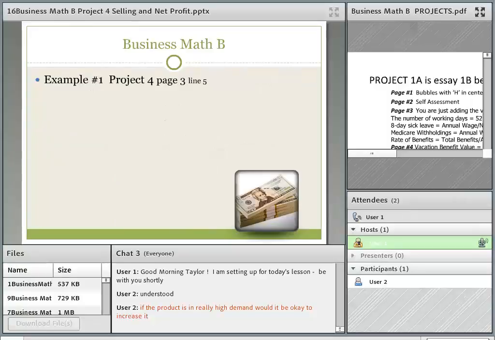In your Project 4, if you turn to page 3 and line 5, I'm going to refer to that as an example. Yeah, there's a question. If the product is in high demand, would it be okay to increase the price? Yes, that is the rule of thumb. The higher the demand, the higher the price can be raised. That's a really good point that you made.